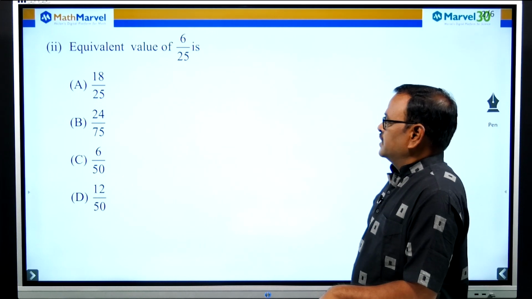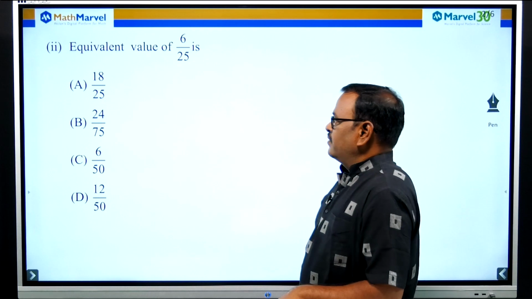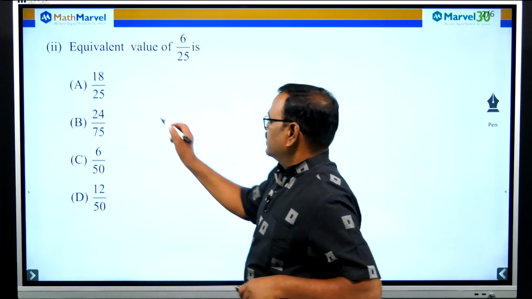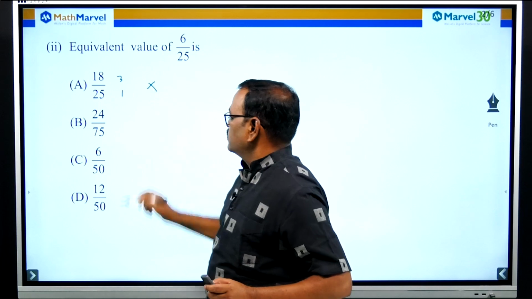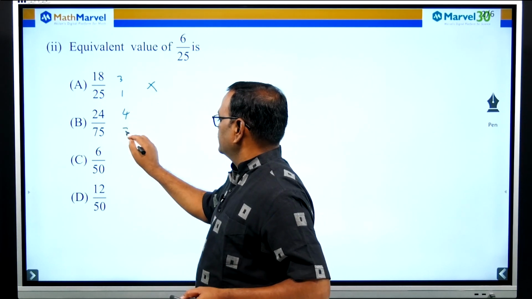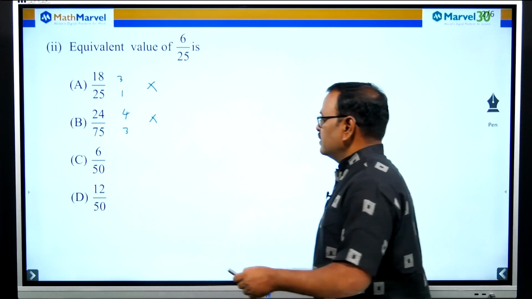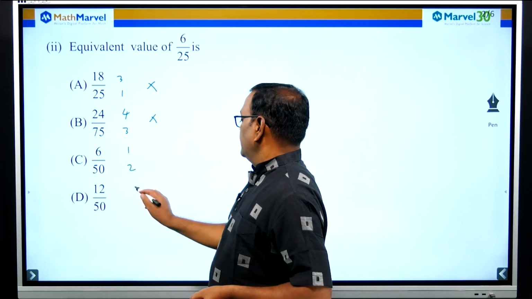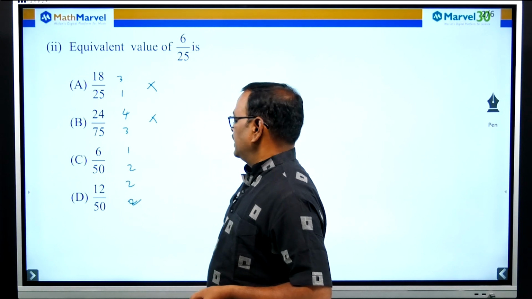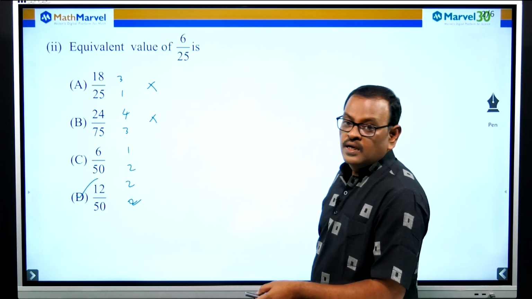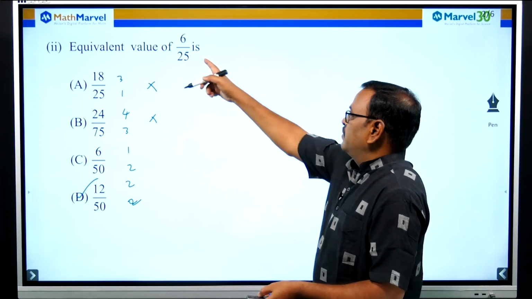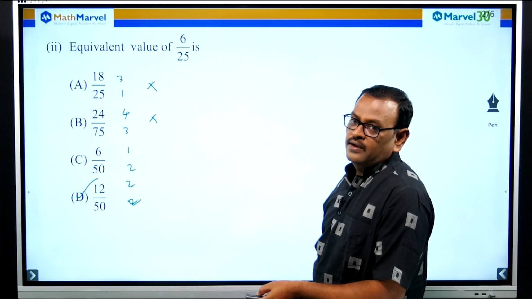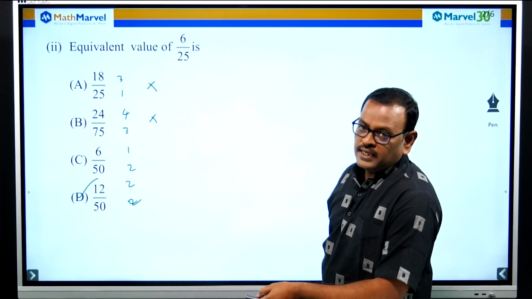Second one, the equivalent value of 6 by 25. So how to identify the equivalent value? Both numerator and denominator should be multiplied by the same common factor. Here the common factor is 3 and here it is 1, ruled out. Here it is 4 but here it is 3, ruled out. Here it is 1 and here it is 2, ruled out. Whereas in option D, it is 2 times and 2 times. Therefore the correct option is D, 12 by 50. So if you multiply by 2 you will get option D. The equivalent form has the same factor applied to both numerator and denominator.